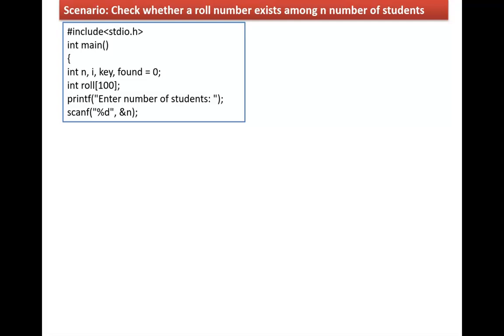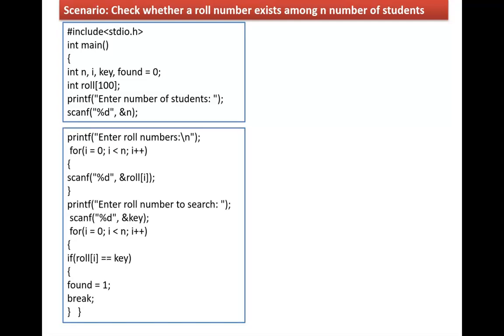Main, declare all the variables, enter the number of students, the user inputs n, the number of students, and ask the user to input the roll numbers of the n students. Hope all these will be familiar now. The core part of the program. Printf enter roll number to search. So you are asking the user to input the key element to search. Scanf %d ampersand key. How do you search?